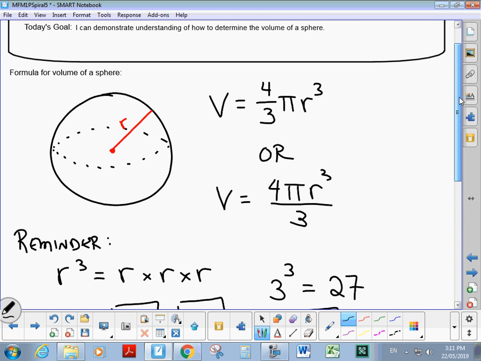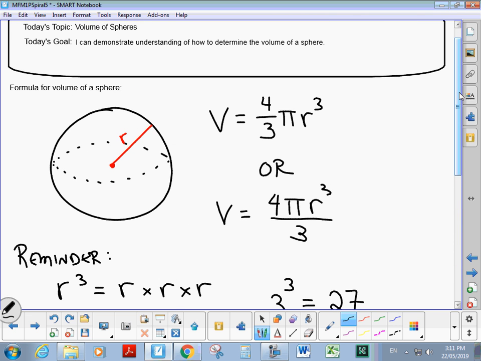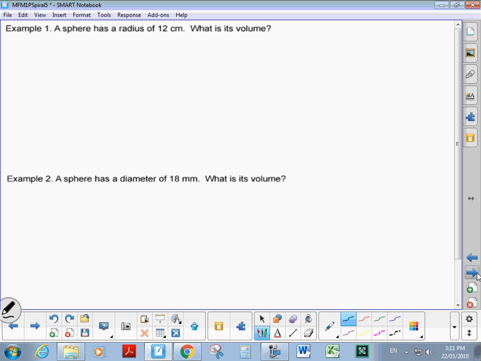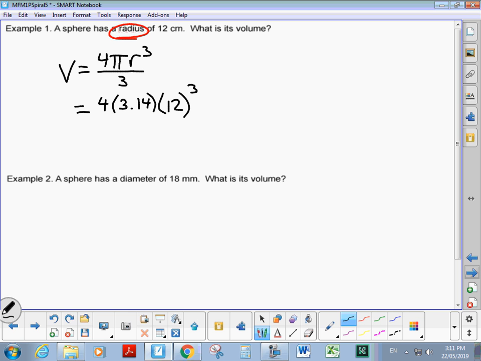All right, so there we go. Now we're going to practice using the sphere. If we flip over to the example, a sphere has a radius of 12 centimeters. What's the volume? The key here is to make sure you have the right measurements. We have the radius, and that's exactly what we need. So volume equals 4 pi r cubed over 3. That's 4 times 3.14 times 12 cubed divided by 3. You want to be able to punch this into your calculator and get the correct answer.